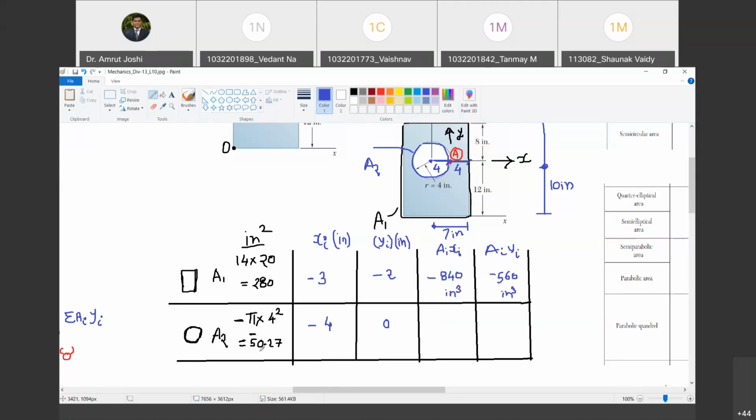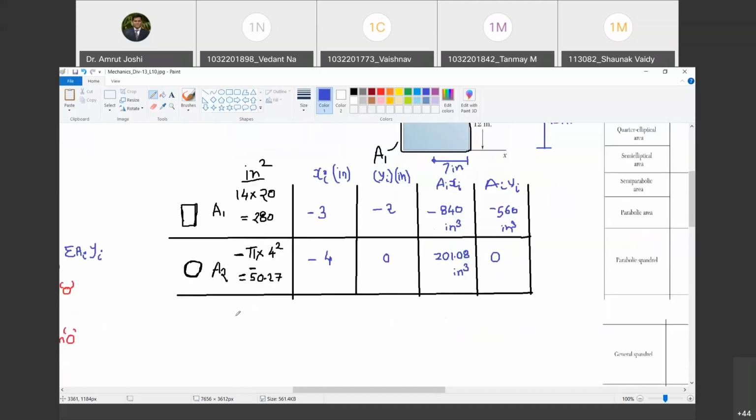Now this is -50.27 into -4. It is going to turn out to be positive. So tell me, how much is that? 201.08 inch cube. And what is this? 0. Now what is summation AI?